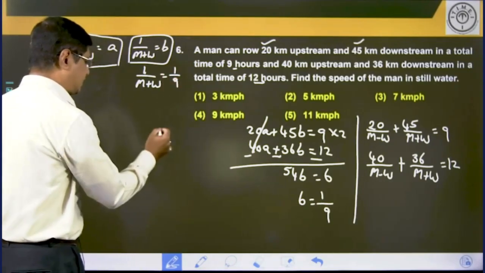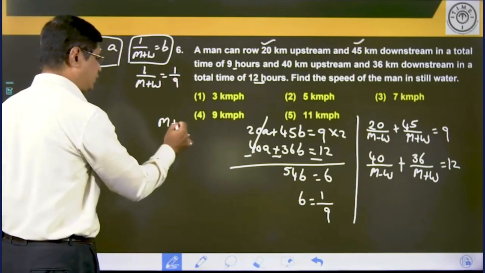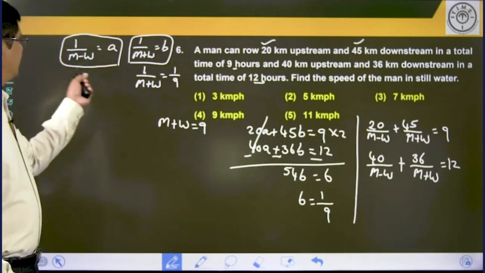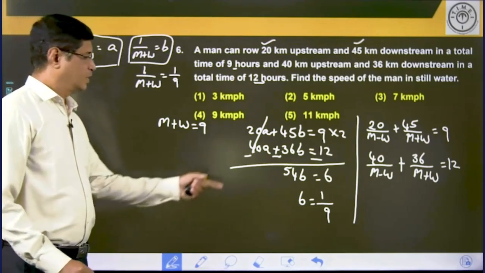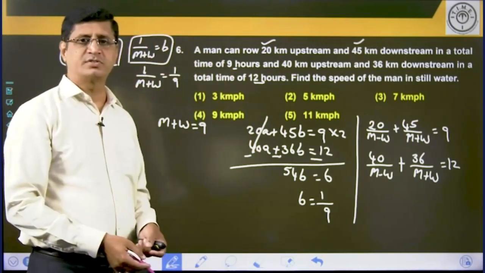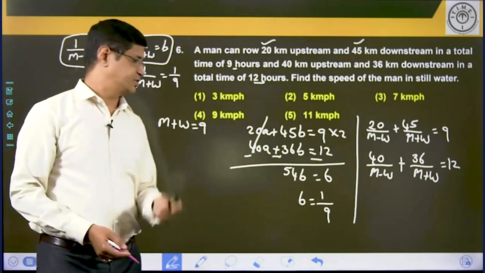M plus W is equal to 9. Yes or no? Similarly, find out the M minus W value. Now, substitute the value of B as 1 by 9 in any one of the two equations. I am substituting in the first equation.